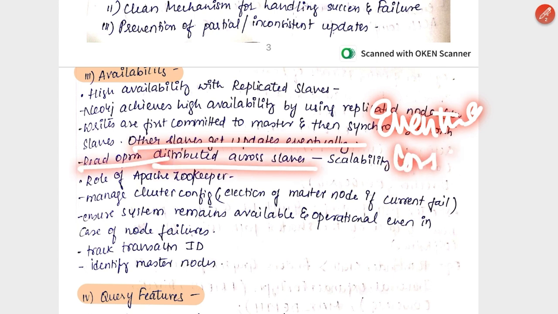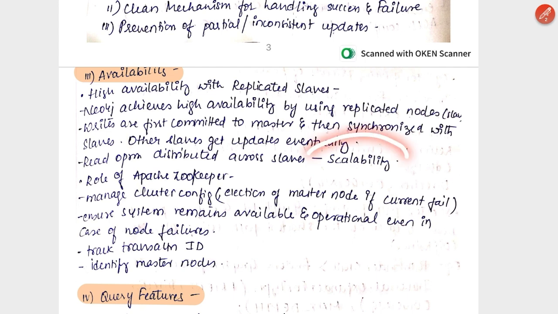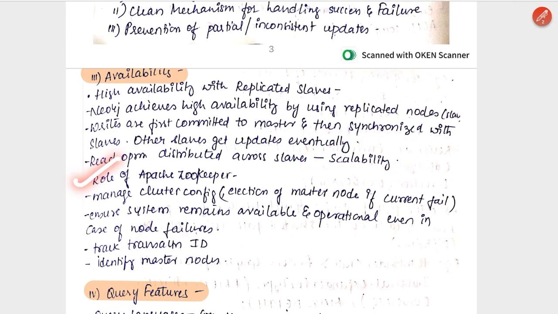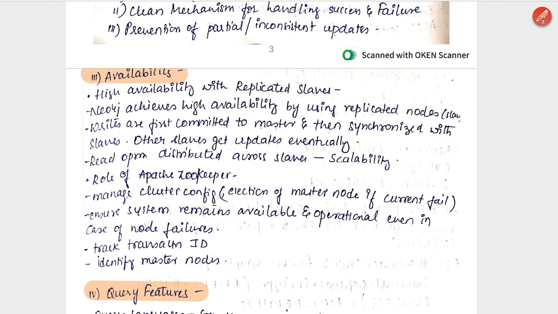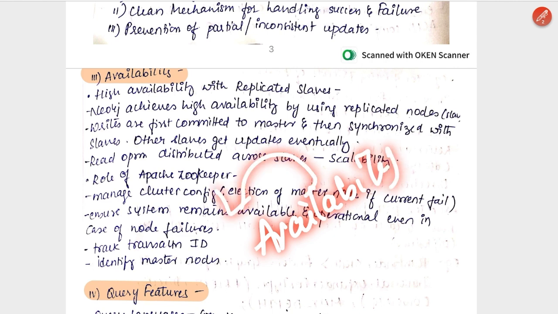Read operations are distributed across the different slaves in order to maintain scalability. Apache Zookeeper manages the cluster configuration. Cluster configuration could be electing a master node if the current master node fails, tracking the transaction ID, and identification of master nodes. By making use of Apache Zookeeper, the system remains available and operational even if there is node failure. Thereby the availability aspect is covered here. It has to be available even in case of network failure.